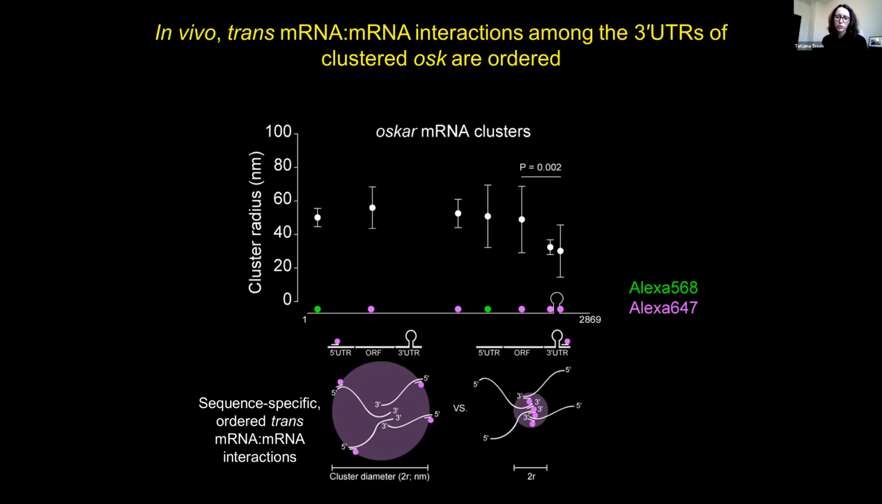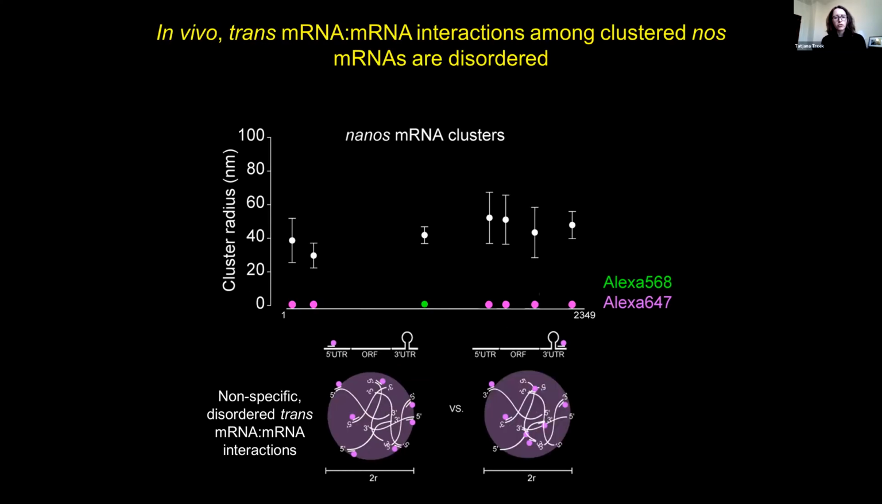It's a probability measurement. But when we turn our attention to nanos RNA that is clustering in germ granules, we found no such constriction, regardless of where we put the probe. So what this result indicated to us was that in vivo, in germ granules, in these clusters, nanos is engaged in non-specific, disordered trans-RNA-RNA interactions, despite its very high concentration.